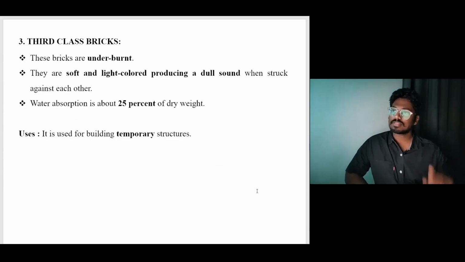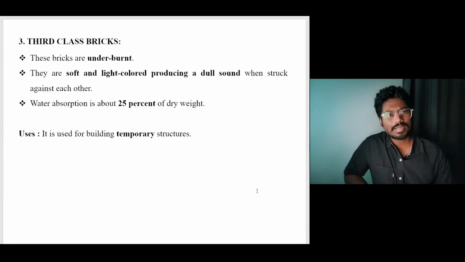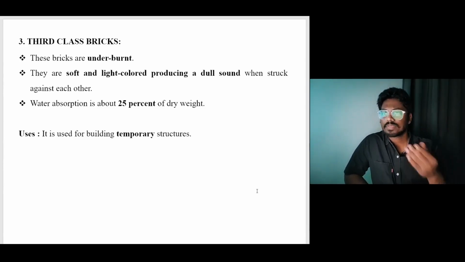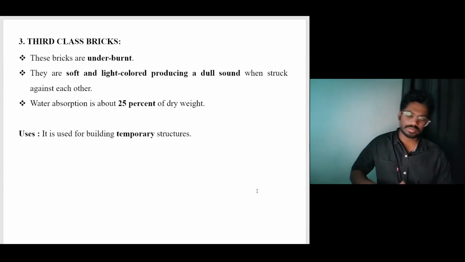And lastly, we have the third class bricks. These are completely of a very low grade. These are underburned. These are not even completely burned. They exhibit all sorts of inadequacies a brick can exhibit. They are soft, light colored, they produce a dull sound when struck against each other.